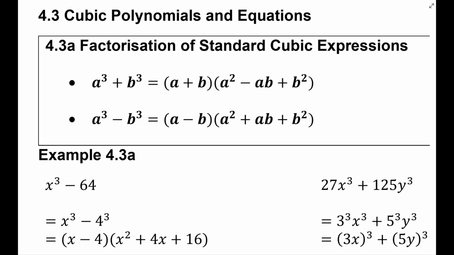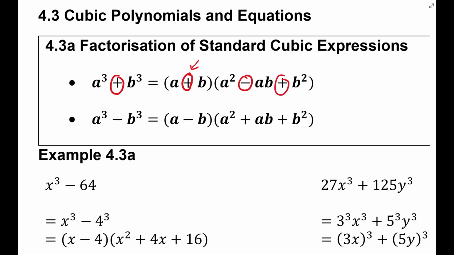So let's try with a cubed plus b cubed first. If this is a plus sign, then the first sign in your factorization, the one in the linear factor, will always follow the same sign. So if it's a cubed plus b cubed, then the first linear factor will be a plus b. Then always remember, your second sign will be the alternate of the first sign. So if the first sign was plus, your second sign will be minus. And then your last sign will always be a plus.